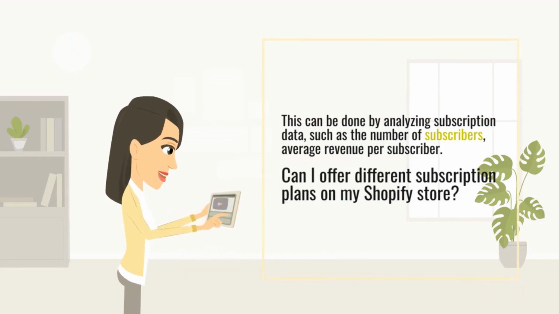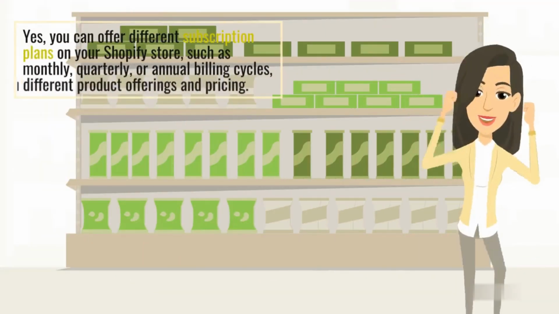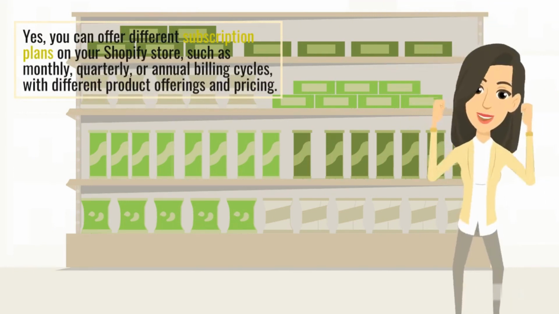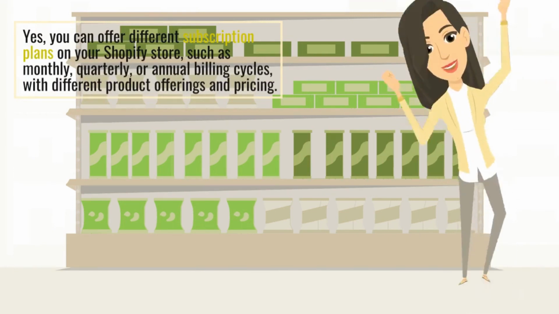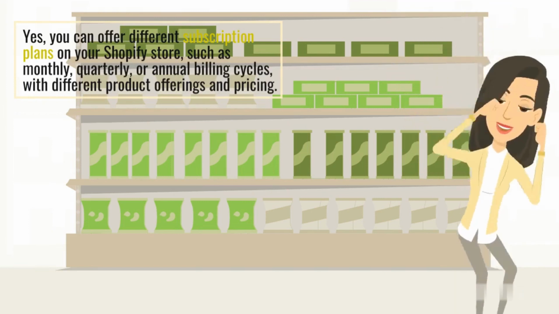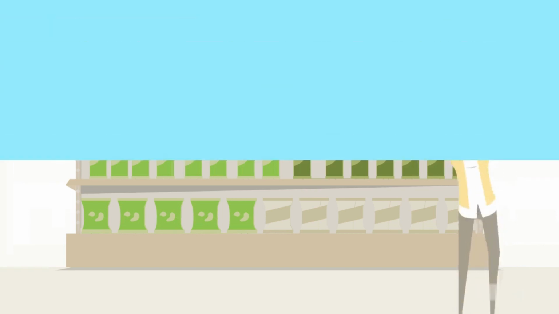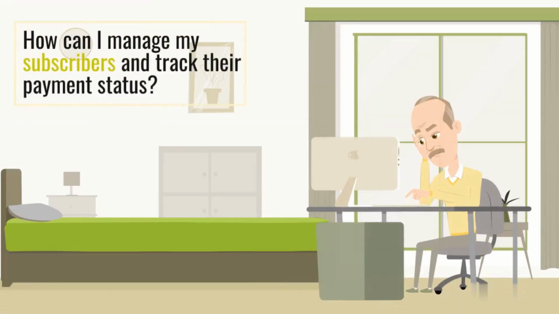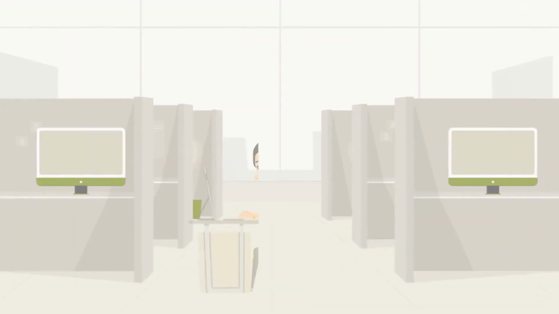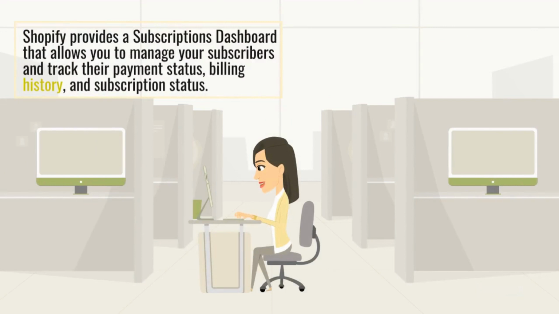Can I offer different subscription plans on my Shopify store? Yes, you can offer different subscription plans on your Shopify store, such as monthly, quarterly, or annual billing cycles, with different product offerings and pricing. How can I manage my subscribers and track their payment status? Shopify provides a subscriptions dashboard that allows you to manage your subscribers and track their payment status, billing history, and subscription status.